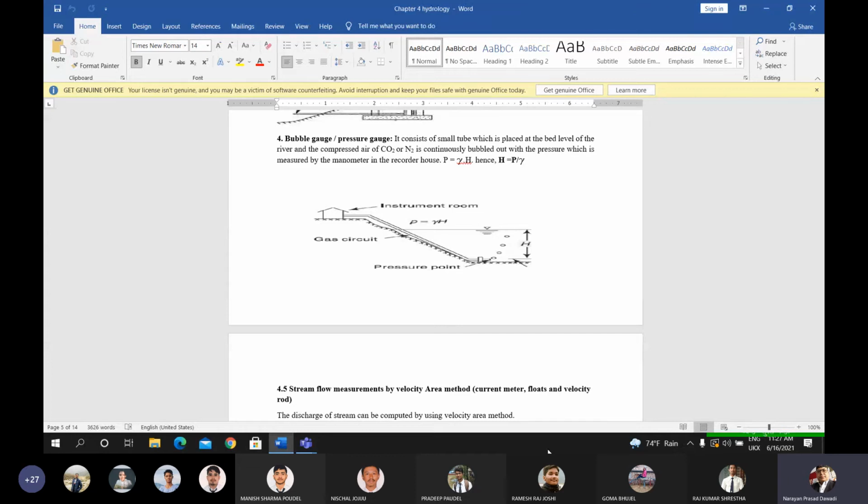With the help of that pressure manometer installed there, the pressure of the water is measured. And by knowing the pressure of the water exerted, the equation can be used: pressure is equal to gamma H, where gamma is the weight density of the water. Then, knowing the weight density of the water, the height of the flow will be equal to pressure by gamma. This relation can be used to find the depth of flow.